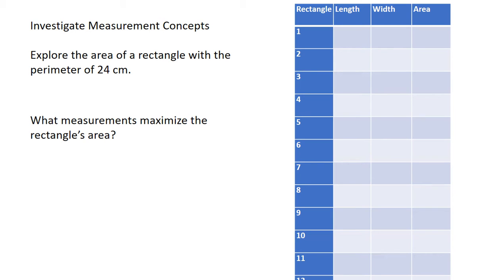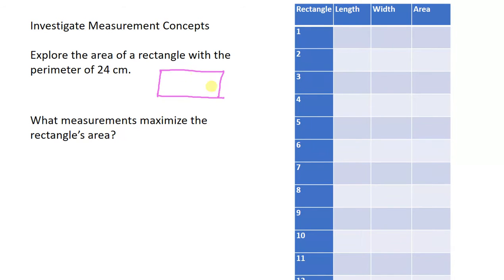So we've talked about perimeter, area, volume, and surface area of different shapes, okay? Now what we're going to do is investigate measurement concepts. So we're going to explore the area of a rectangle with a perimeter of 24 centimeters.